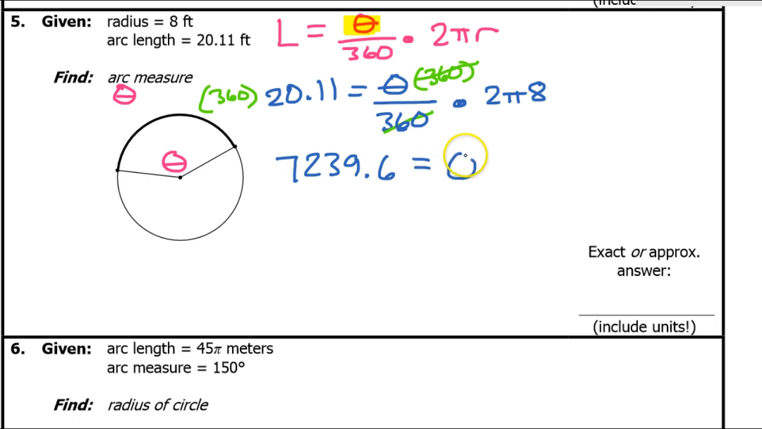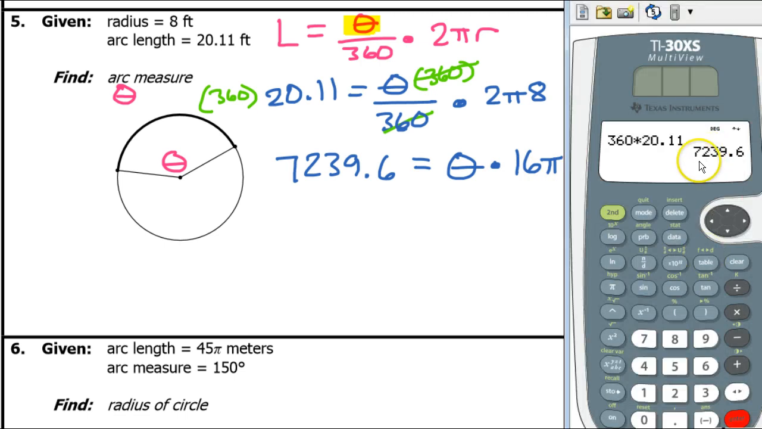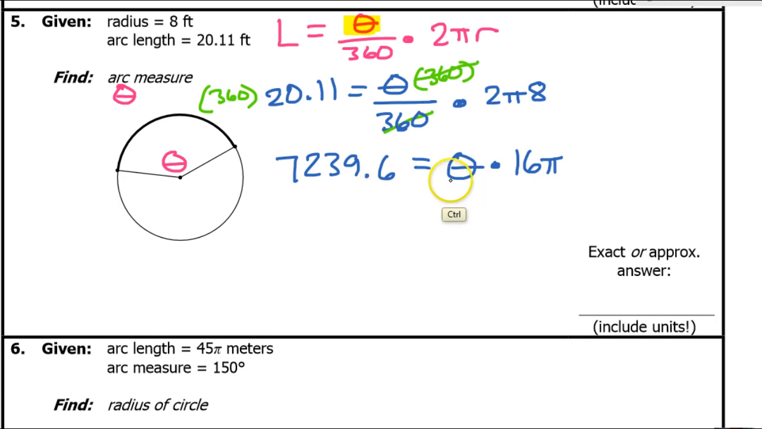Okay, and that's going to equal theta times, and 2 pi 8, I'm going to go ahead and put 16 pi, because 2 times 8 is 16. All right, now let me double check because my memory is horrible. 7239.6. Okay, so I'm trying to solve for theta, so I need to get rid of the 16 pi. So it's time for me to divide both sides by 16 pi. That way I can cross that out, and that's just going to leave theta by itself.